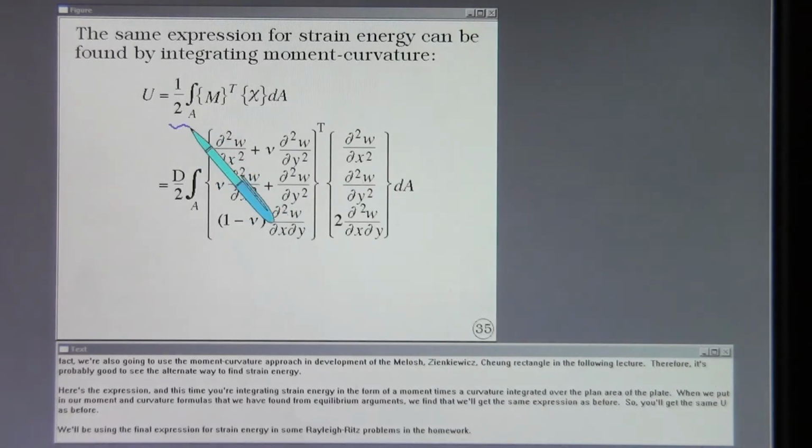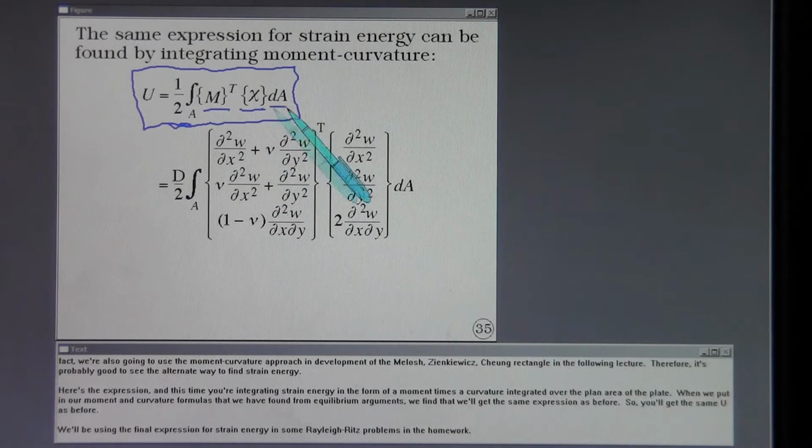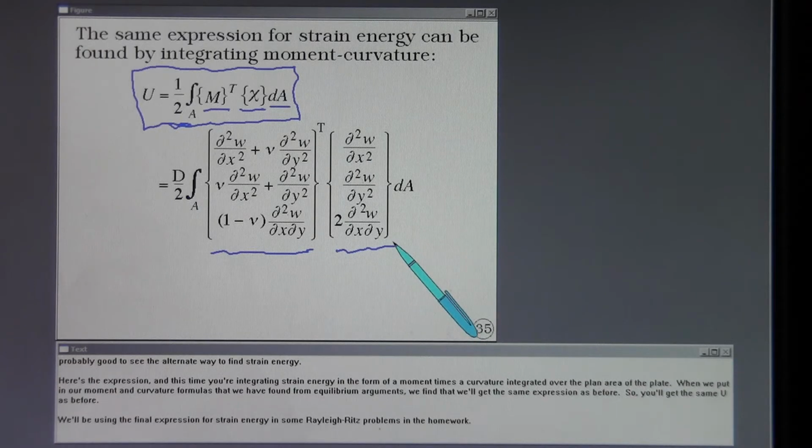Here's the expression, and this time you're integrating strain energy in the form of a moment times a curvature integrated over the plan area of the plate. When we put in our moment and curvature formulas that we had found from equilibrium arguments, we find that we'll get the same expression as before. So you'll get the same U as before. We'll be using the final expression for strain energy in some Rayleigh-Ritz problems in the homework.